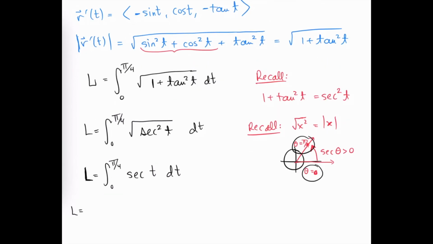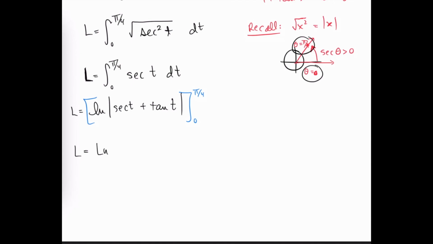The antiderivative of secant is the ln of the absolute value of secant t plus tan t, and then we'll apply the limits of integration from 0 to pi over 4, and this will give us the ln of the absolute value of the secant of pi over 4 plus tan pi over 4 minus the ln of secant 0 plus tangent 0.